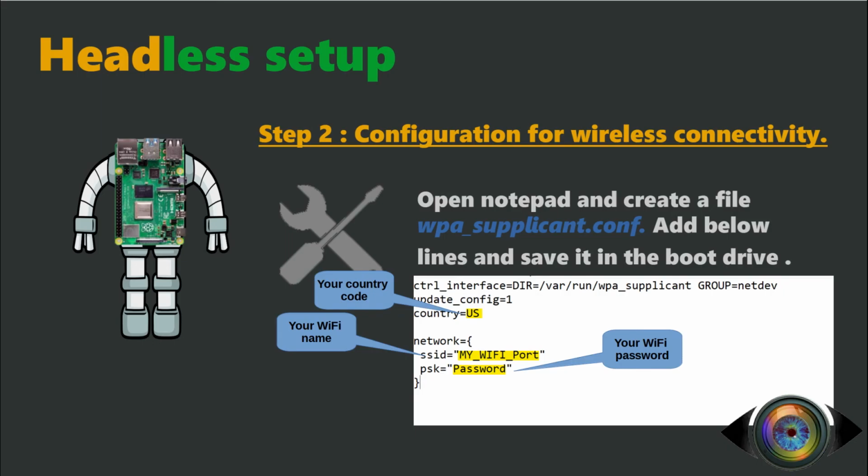Now open Notepad. Then add the lines as shown in the picture. Change the highlighted portion with your country code, Wi-Fi name, and password. Then save it in the boot drive as wpa_supplicant.conf.